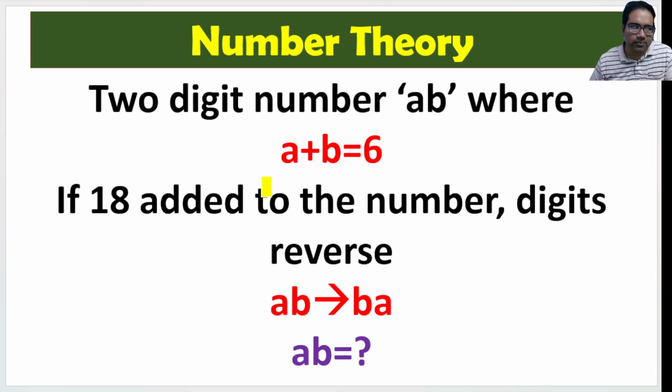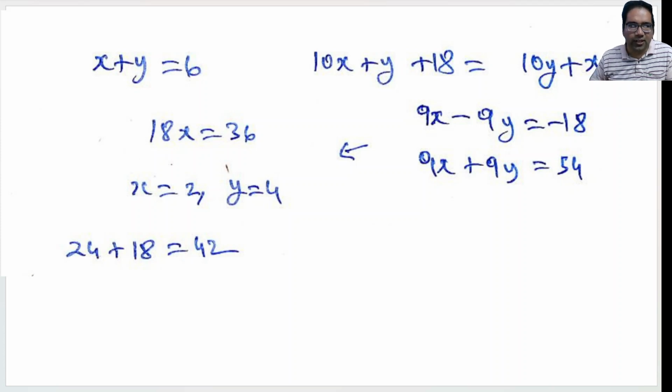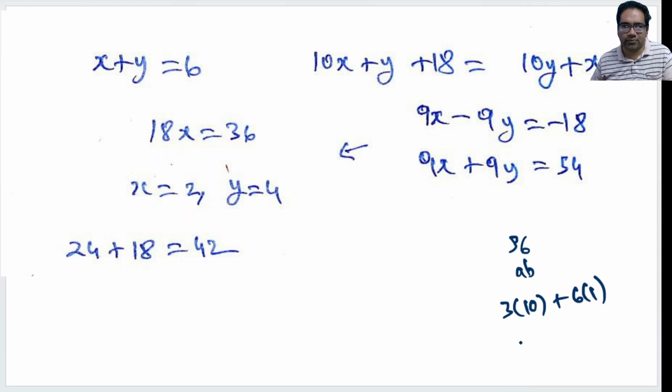In this kind of problem, when we are given a number, first we have to write an algebraic equation. How do we write an algebraic equation? For example, the number is 36. What does it mean? If it is AB, 36 means 3 times 10 plus 6 times 1. That means A times 10 plus B times 1. Right? We have to write it like this.